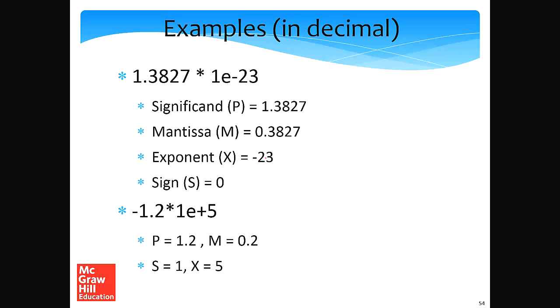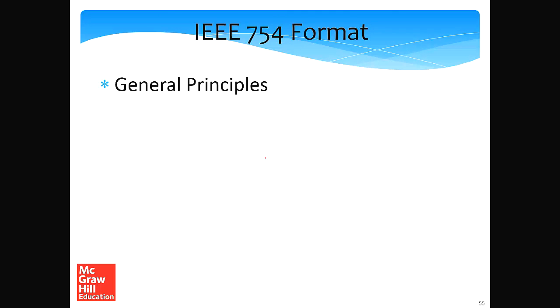Similarly, 1.2 times 10 to the power 5, the significand is 1.2, mantissa is 0.2, the sign bit is 1, which means it's minus 1 to the power 1 at the leftmost point, and the exponent is plus 5.